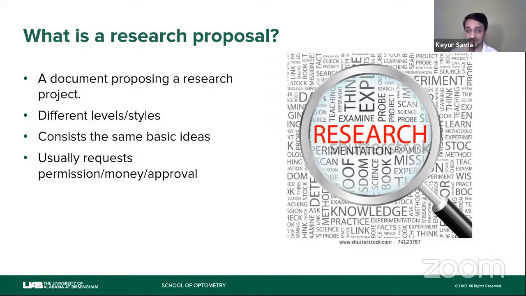It consists of the same basic ideas as the anatomy and physiology of the research paper. So you are going to mention who is going to be your population. Is it going to be kids? Is it going to be adults? Is it going to be elderly? What is going to be your intervention? Are you going to use contact lenses? Is it a surgery? Is it a test? Is it an exercise? What is going to be your comparison? What is going to be your control group, etc.?